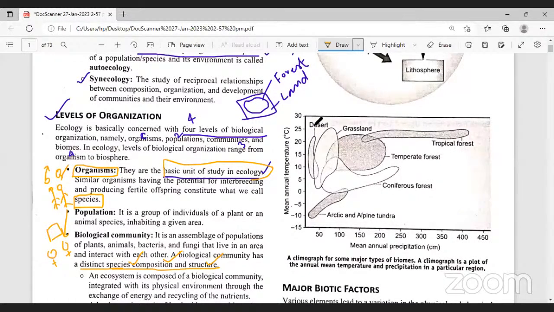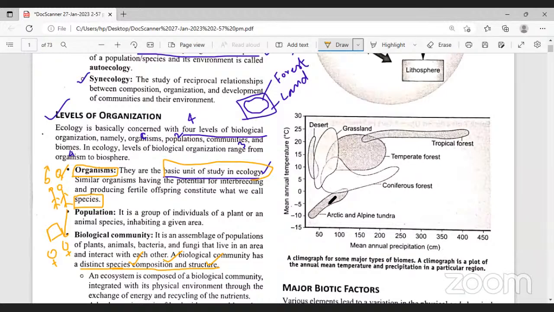Desert means, you know, that climate will be very dry in nature. The rainfall will be very less in nature. Okay, see the climograph for some major types of biome. This structure is considered a climograph. Sometimes they may ask questions. Okay, this is the graphical representation given. This graph is known as what? Climograph of some major types of biomes.